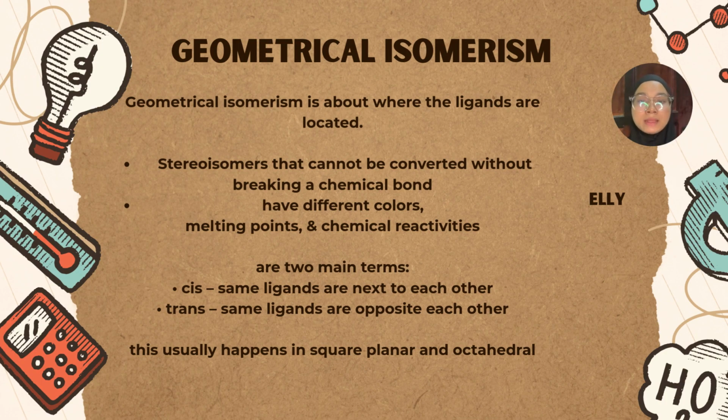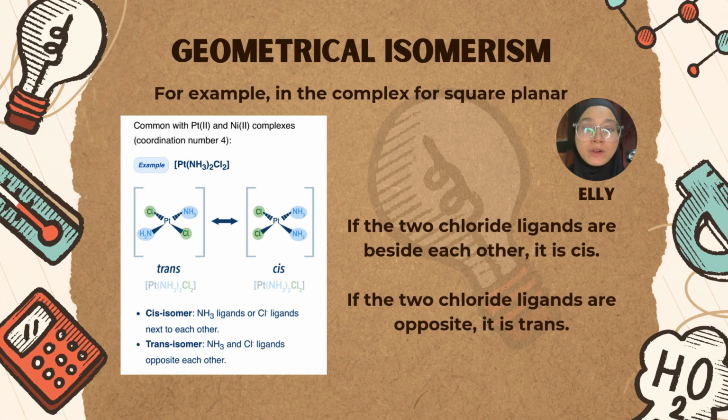There are two main terms. First is cis, second is trans. Cis is when the same ligands are next to each other, but trans is when the same ligands are opposite to each other, and this usually happens in square planar and octahedral complexes. Alright, for example, in a square planar complex, we have diamminedichloroplatinum(II). If the two chloride ligands are beside each other, it is cis. But if the two chloride ligands are opposite, it is trans.